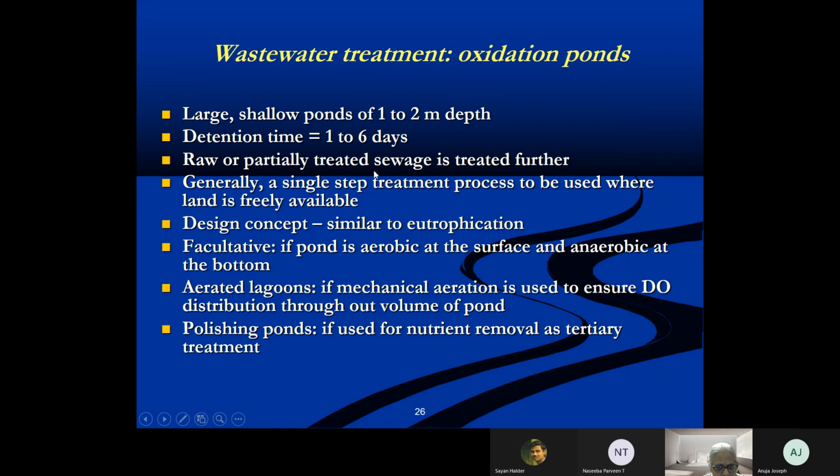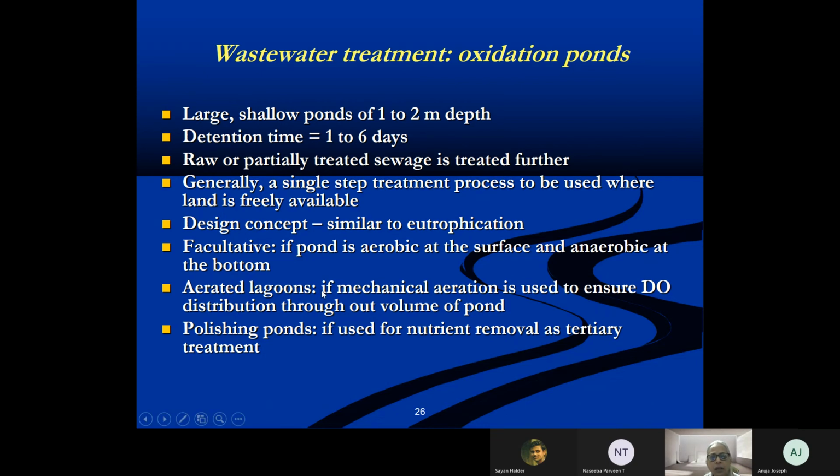Raw water or partially treated sewage is treated further. It's a single step process that can be used when land is freely available. The design concept is the same as eutrophication. What happens in eutrophication is that the nutrients coming in with wastewater are utilized by algae and bacteria. As the dead algae and dead bacteria start sinking, the bacteria will take over. They will consume this biomass, and that will result in some amount of bacterial biomass, but it will also consume the organic matter, so that will be sent into the atmosphere.